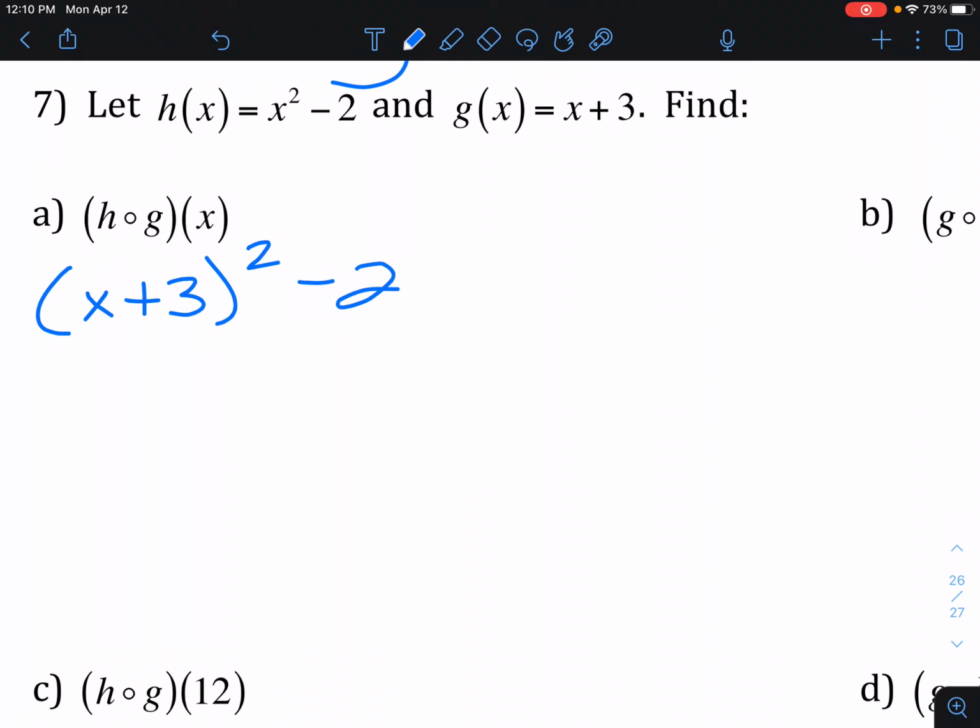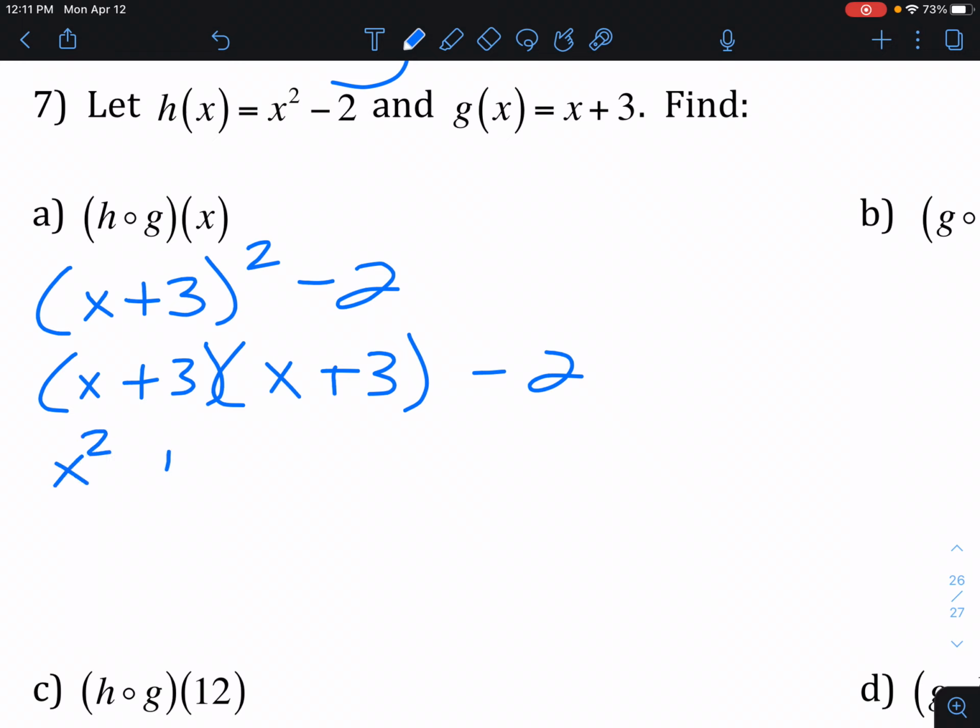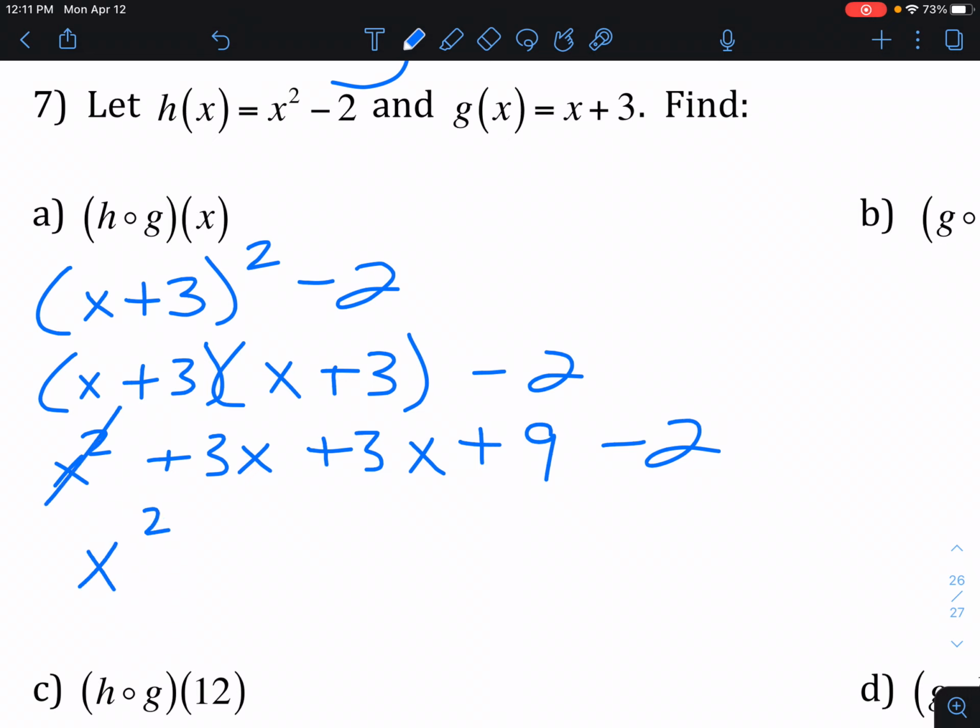And then we're not going to leave it there. We do have to simplify it. X plus 3 squared, we're going to write that twice and FOIL, and then combine like terms. So first, outer, inner, last, and then bring down your minus 2. Now we combine like terms. X squared drops down. Plus 3x is 6x, and then plus 9 minus 2 is 7.